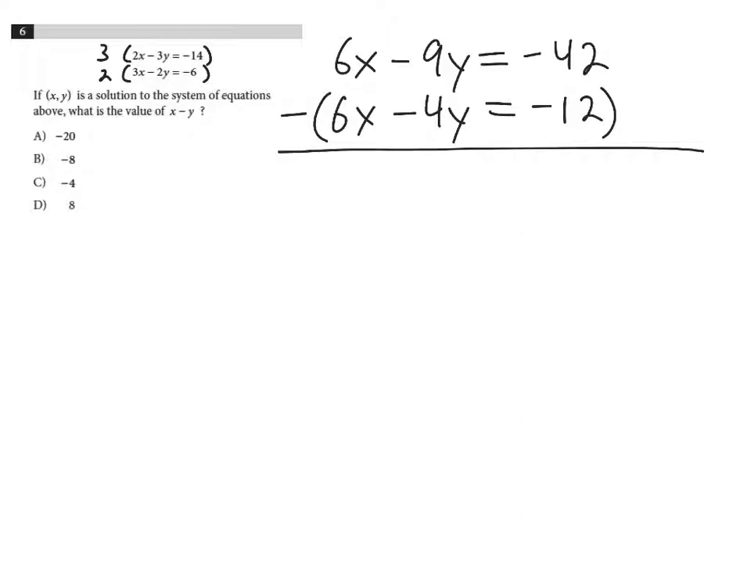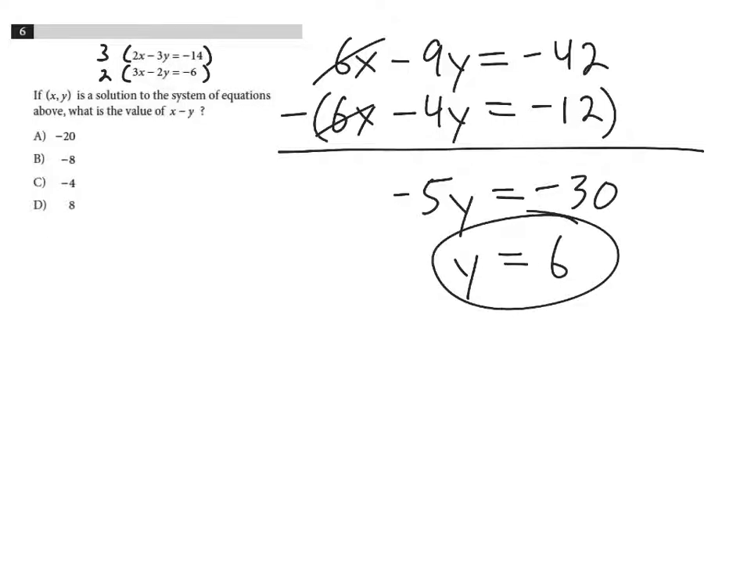Okay, if I subtract these two equations, my x terms will cancel out. Negative 9y minus negative 4, so that's going to be negative 5y. Then I've got negative 42 minus negative 12, so that's adding 12. I'm going to have negative 30. Okay, so divide both sides by negative 5, I'm going to get y equals 6.